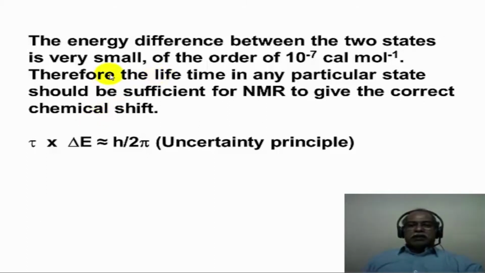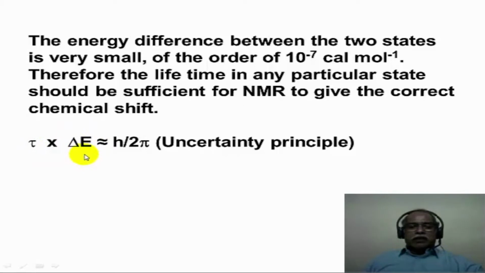Typically, the difference between the two states of residence is very small, of the order of microcalories per mole. Therefore, the lifetime in any particular state should be sufficiently long in the NMR time scale to give the correct chemical shift value. The uncertainty principle is expressed here, in terms of the residence time or the lifetime in a particular state and the difference in energy between the two states.